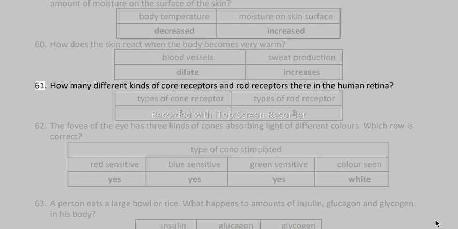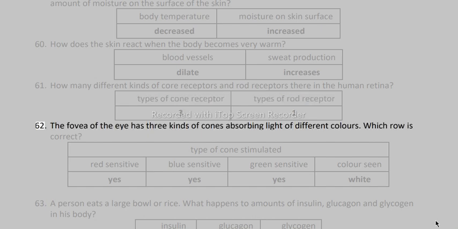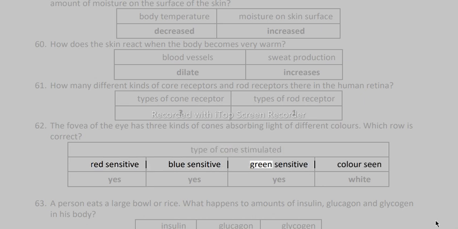61. How many different kinds of cone receptors and rod receptors are there in the human retina? Types of cone receptor, types of rod receptor. 62. The fovea of the eye has 3 kinds of cones absorbing light of different colors. Which row is correct? Type of cone stimulated: red sensitive, blue sensitive, green sensitive. Color seen: yes, white.